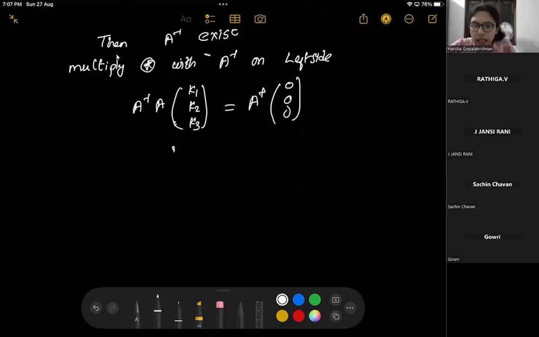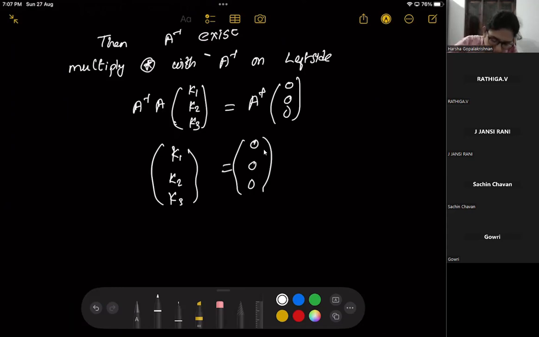So here what I am writing is multiplying A inverse on both the sides. So A inverse A into K1, K2, K3 equal to A inverse 0, 0, 0. And here A inverse A is identity. So identity into this matrix obviously it is K1, K2, K3. Here A inverse into the 0 matrix, so in this side it is 0. So what we are getting is K1 equal to K2 equal to K3 equal to 0.